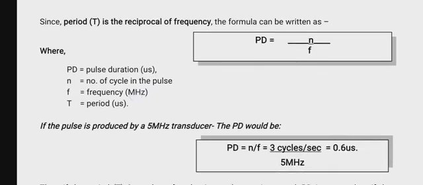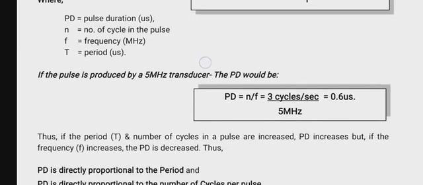If the pulse is produced by a 5 megahertz transducer, the PD will be what? We know the frequency, we know the cycles, we're taking 3 cycles per pulse. And PD is 0.6 microsecond based on that formula.